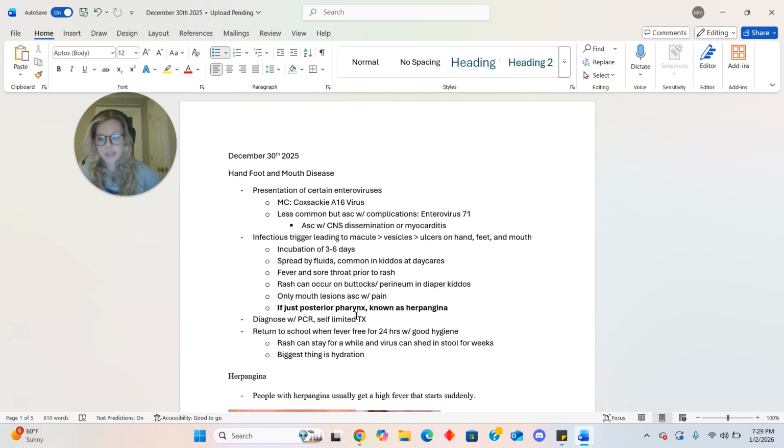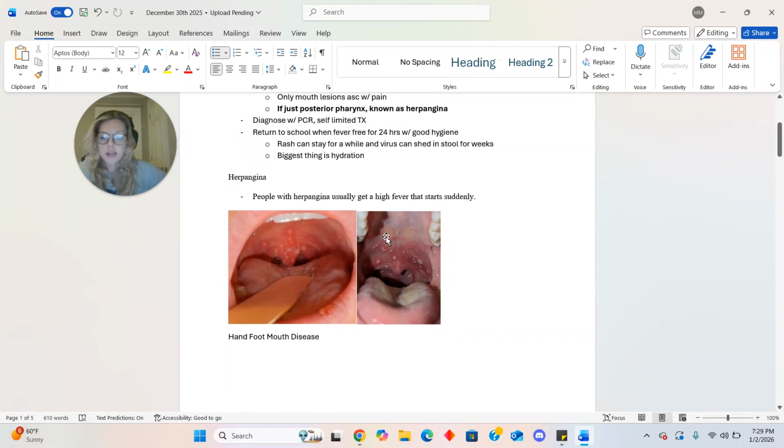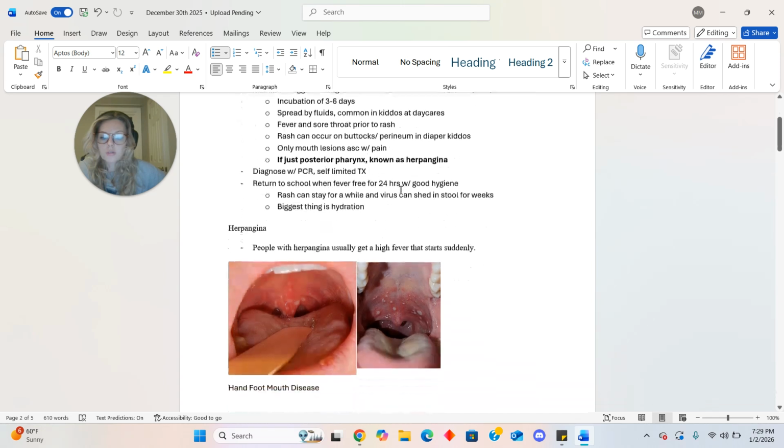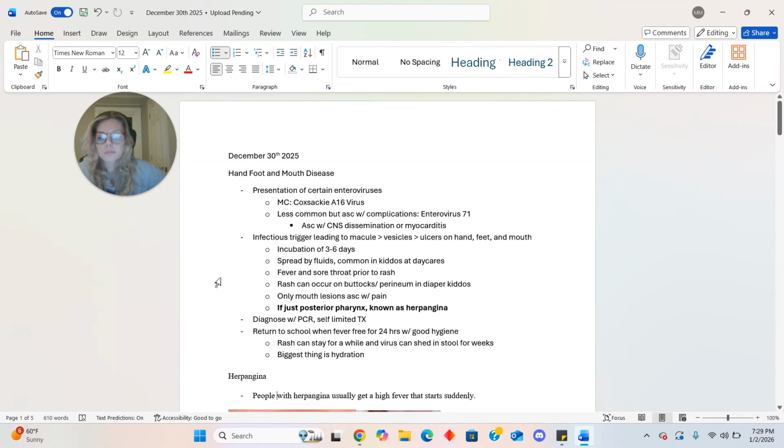Sometimes with really young kids, you can see this on their perineal region, especially those in diapers. And then again, if there's only lesions in the posterior pharynx, it's known as herpangina. And that's their posterior pharynx as opposed to on their lips and their tongue. Another thing with herpangina is it typically onsets with an acute high fever. So they're gonna have a really high fever and then they're gonna get those after. You can diagnose this with PCR testing, but this is a clinical diagnosis.